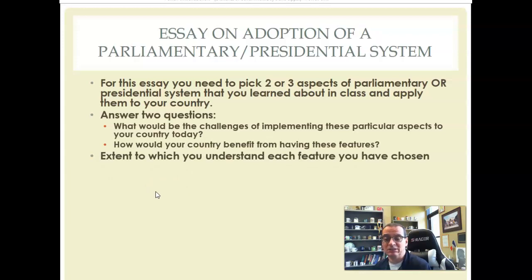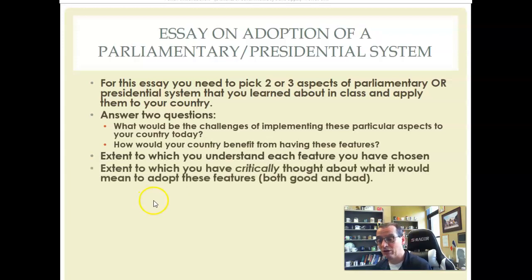Okay. Then I will also be looking at the extent to which you have really thought critically about what it means to adopt these features, both good and bad, both the advantages and the disadvantages, both the challenges and the benefits. So have you really given this a lot of thought, deep thought, about what this really means for implementing them in your country? Obviously, as usual, I'll be looking at your writing conventions and readability.